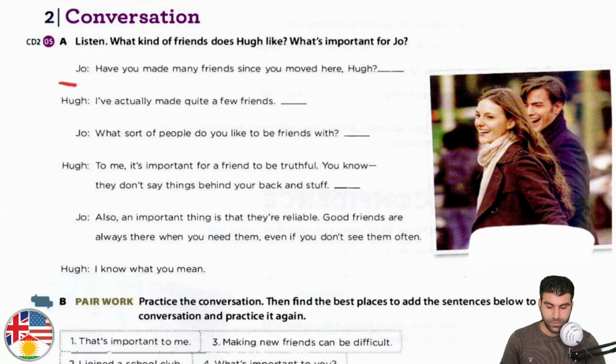Usually I've actually made quite a few friends. Quite a few friends, quite. Okay, quite a few friends.